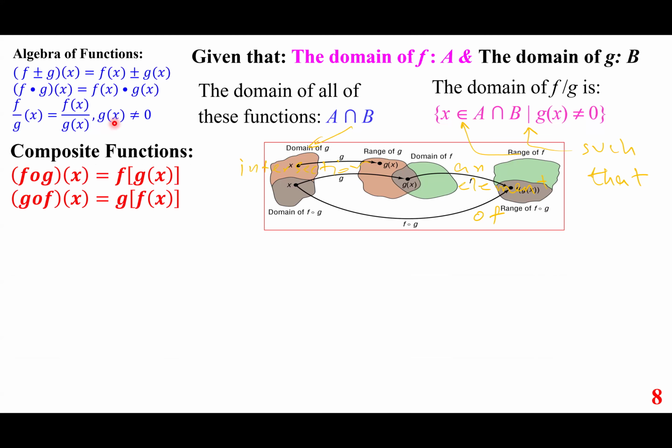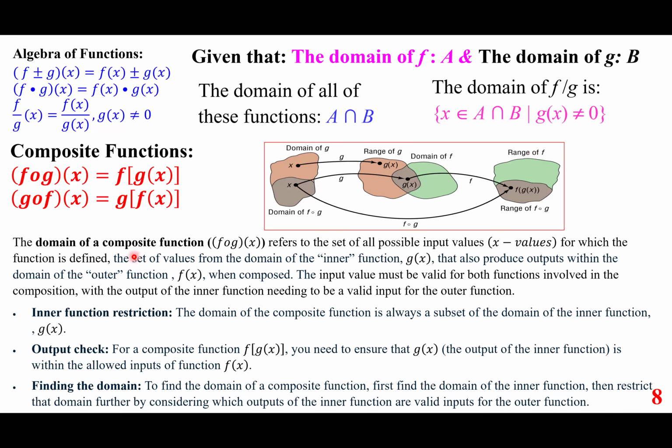Let me erase my work. Composite function, f of g of x is f of g of x, g of f of x is g of f of x. And to find the domain, we write it in this fashion. And let's have a discussion as far as the domain. So x maps into g, and then what's in g mapping into f of g, and so on. So we write the domain of a composite function, f of g of x, refers to the set of all possible input values or x values for which the function is defined.